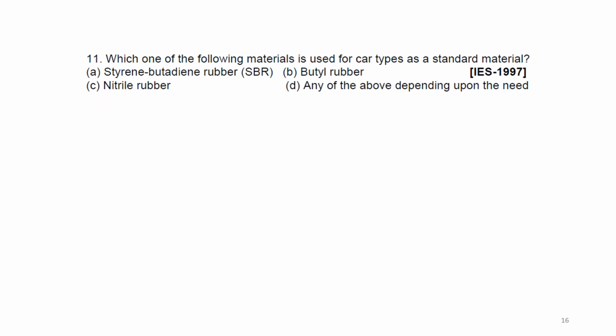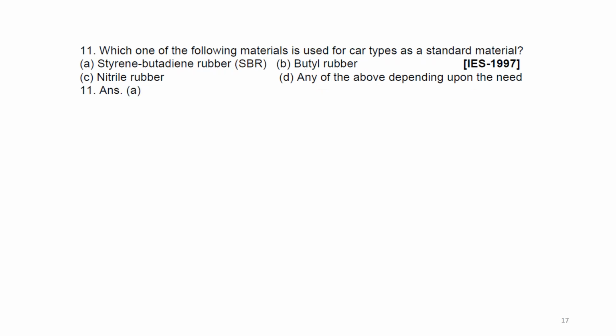Next, which one of the following materials is used for car tyres as standard material? Styrene butadiene rubber, SBR, butyl rubber, nitrile rubber, or any of the above depending upon the need. So this is actually SBR, styrene butadiene rubber. Answer is A.